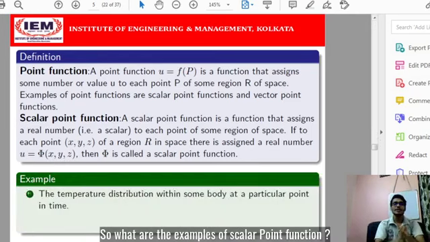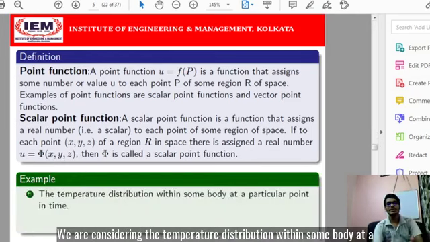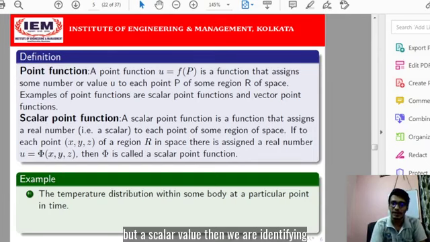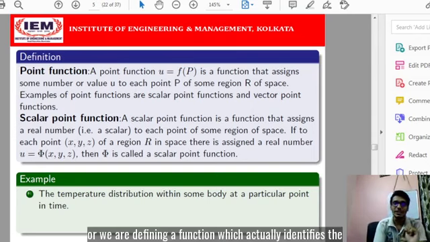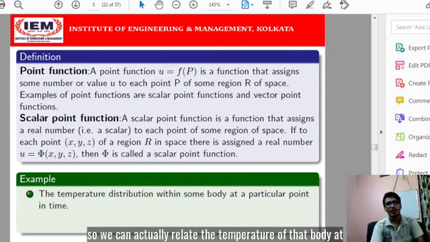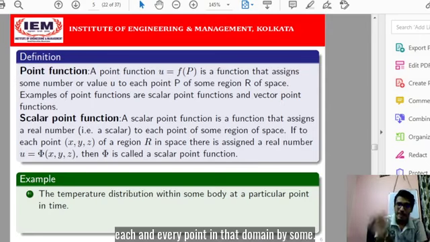So what are the examples of scalar point function? For example, we are considering the temperature distribution within some body at a particular point in time. That means we have taken a body. We know that temperature is nothing but a scalar value. Then we are defining a function which identifies the temperature at a particular point at a specific time. So we can relate the temperature of that body at any point in that domain by some value.